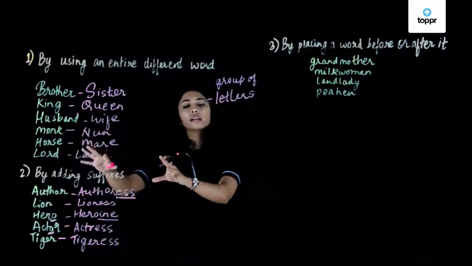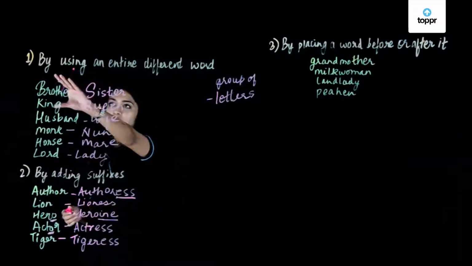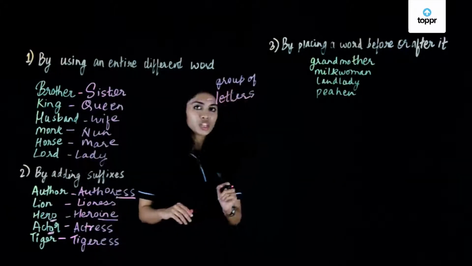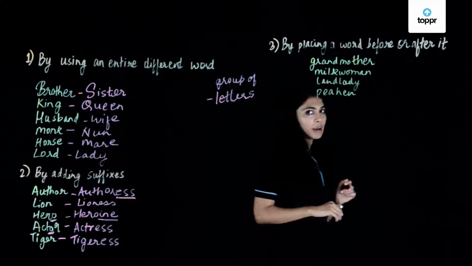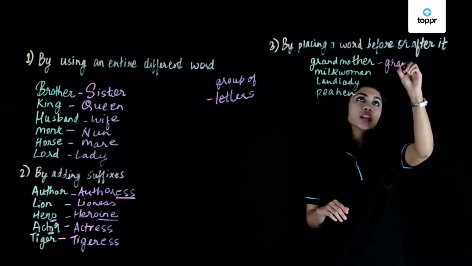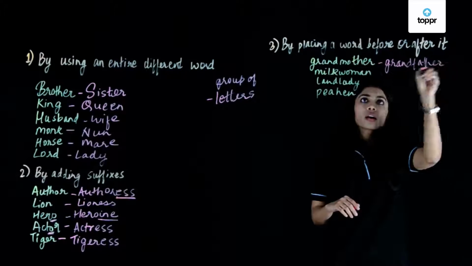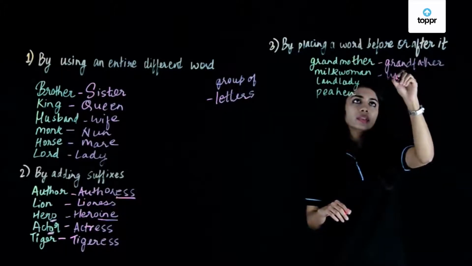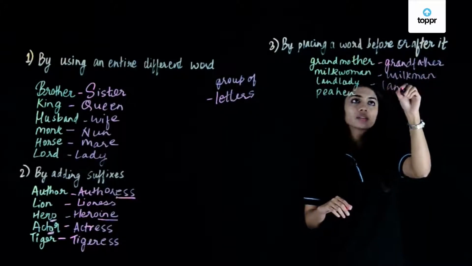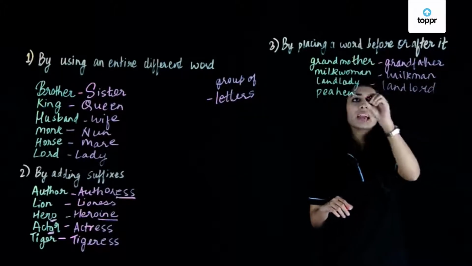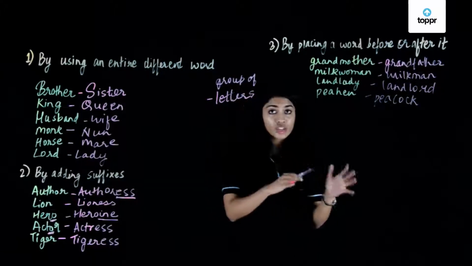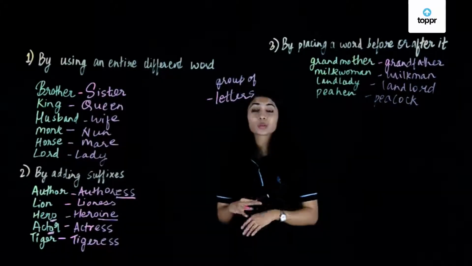Now what we did till now is that we had the masculine noun and we changed it to feminine noun. Now we have feminine nouns and we are going to change them to masculine nouns. So we are going to do that by adding a word before or after it. So we have grandmother and the masculine gender is grandfather. Then we have milkwoman and that makes milkman, the masculine. Landlady becomes landlord. And finally, peahen becomes peacock. So these are our three ways of forming masculine or feminine gender. Now let's look at our next topic, which is the noun case.